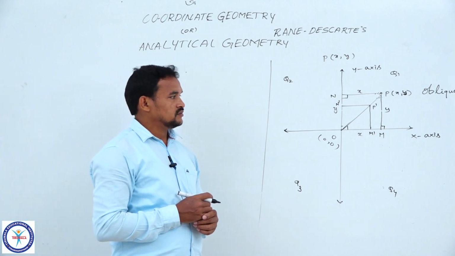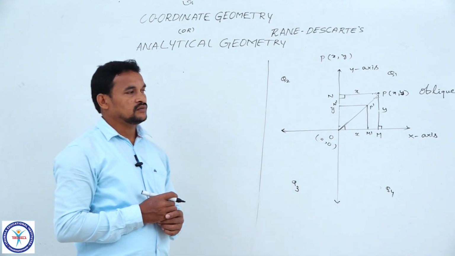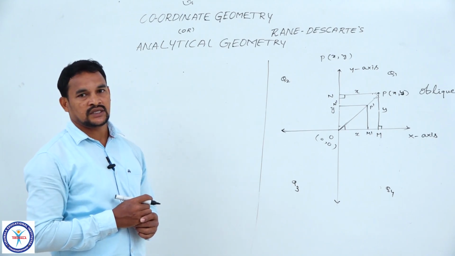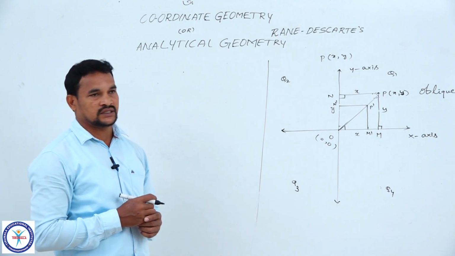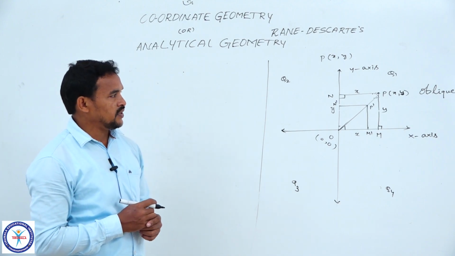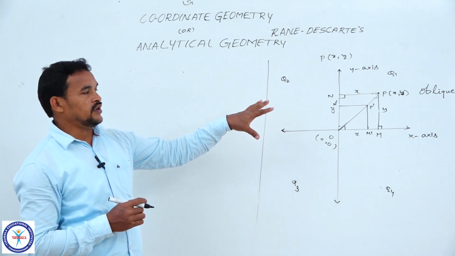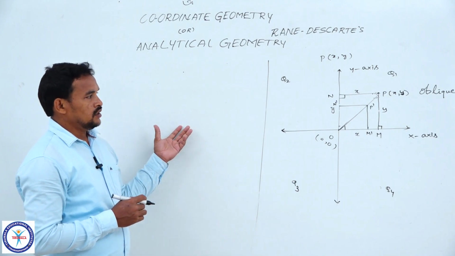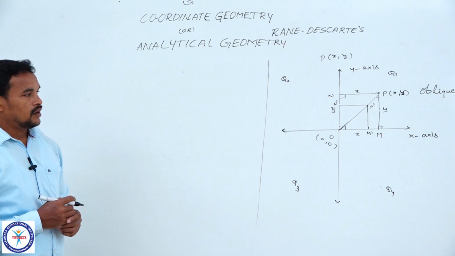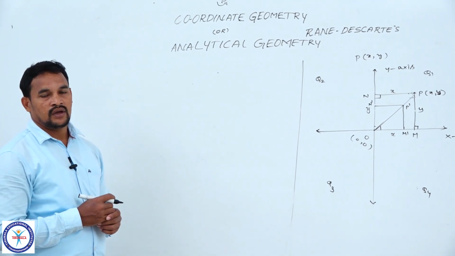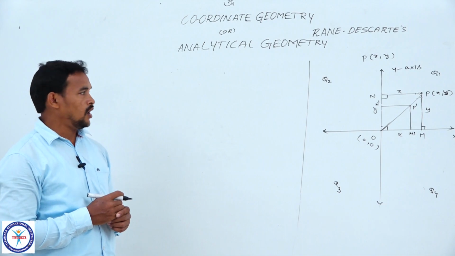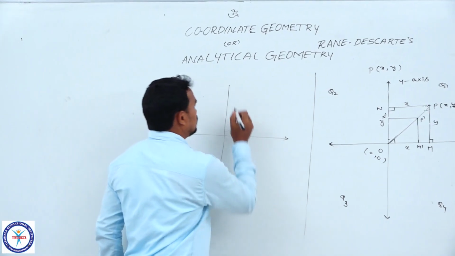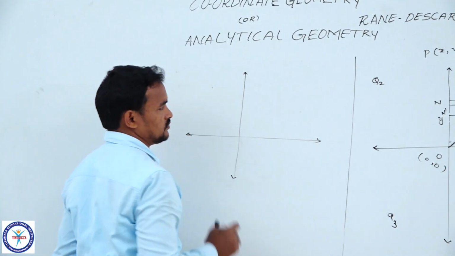Coordinate axes: axes which are perpendicular to each other in a plane are called coordinate axes. If they are not perpendicular, they are called oblique axes. After that, we observe that the coordinate axes divide the plane into 4 parts. Each one is called a quadrant. After that, how to find the x value and y value at the origin, we already learned. Now, how to find the point on the x-axis or y-axis.